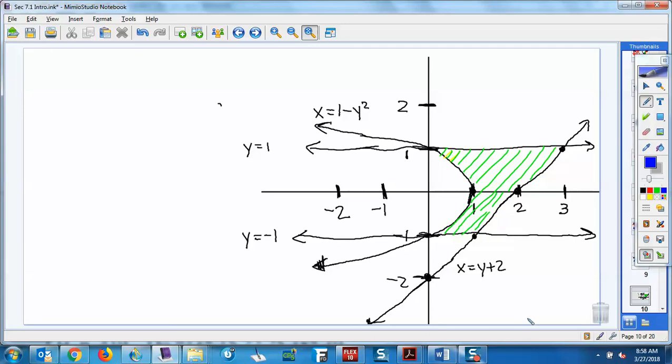It's nice. Bounded on the left by x equals 1 minus y squared, and bounded on the right by x equals y plus 2. Okay? Now you could subtract the 2 and make that y equals x minus 2 to figure out how to graph it, whatever. But that's how they'll tell you the region. So you'll have to draw those graphs and figure out that region.